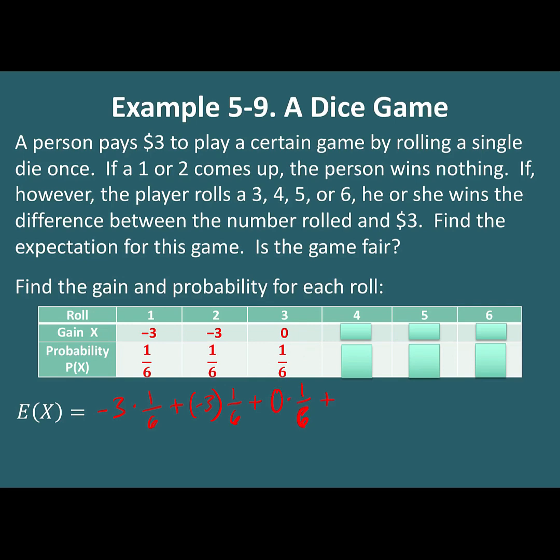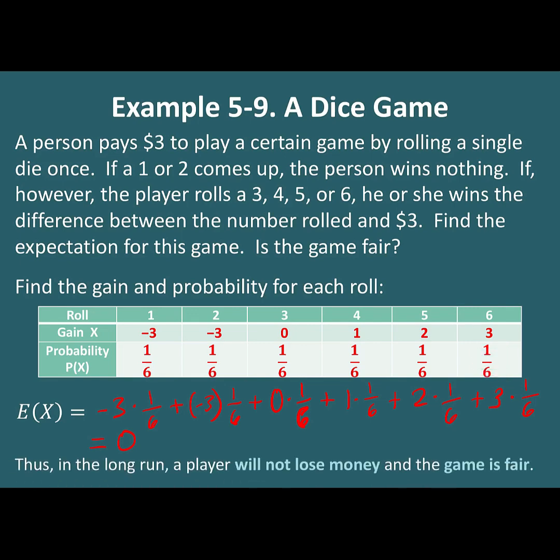If the person rolls a 4, 4 minus 3 is $1. They gain back $1. Multiply that times 1 out of 6. Then add it to the fact that if they rolled a 5, they win $2. Again, 1 out of 6 chance. And finally, add it to rolling a 6 gives them $3, multiply by 1 out of 6. Calculating all these numbers and following the order of operations will in fact give us 0. And since, in the long run, the player will not lose any money, the game is fair.